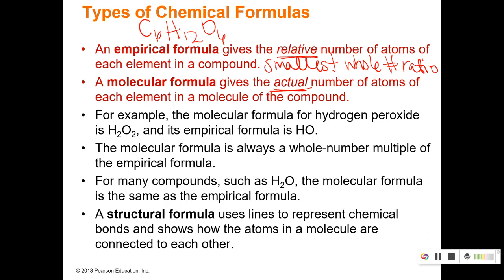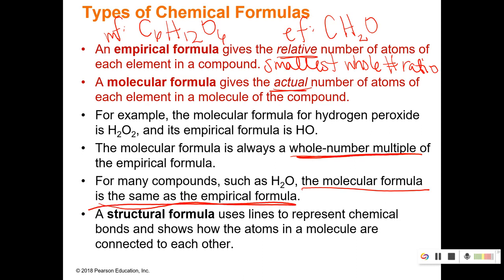If I want the empirical formula, so I'm going to put MF, I need to reduce those numbers, and hopefully you can see I can reduce them by 6 to CH2O. Okay, that will always be some whole number multiple. The molecular formula will be a whole number multiple of the empirical formula. And the molecular formula can be the same as the empirical formula, like for water. Okay, I can't reduce that anymore. It's already as low as it goes.